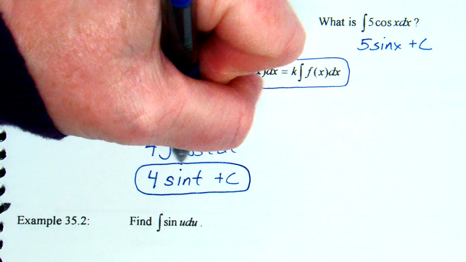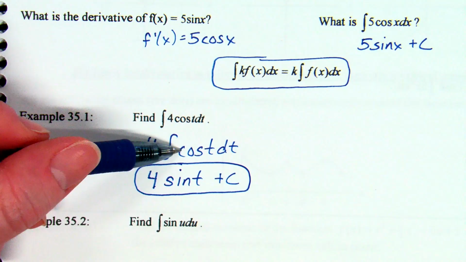Check yourself if you're still working out those sines and cosines. And just remember, the derivative of sine is cosine. So working backwards, it checks itself.